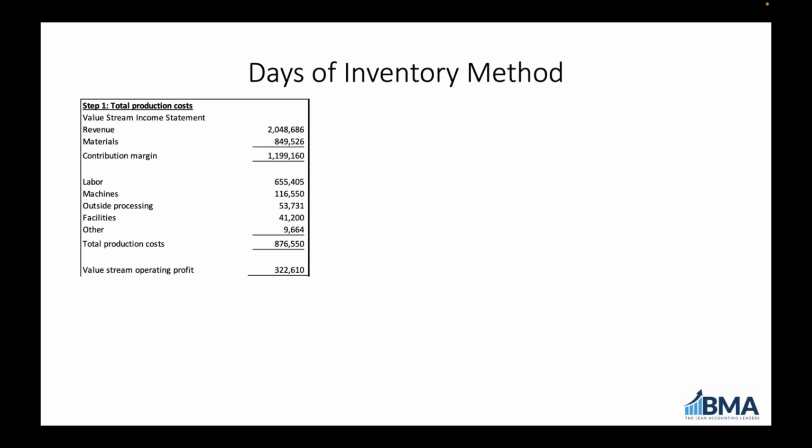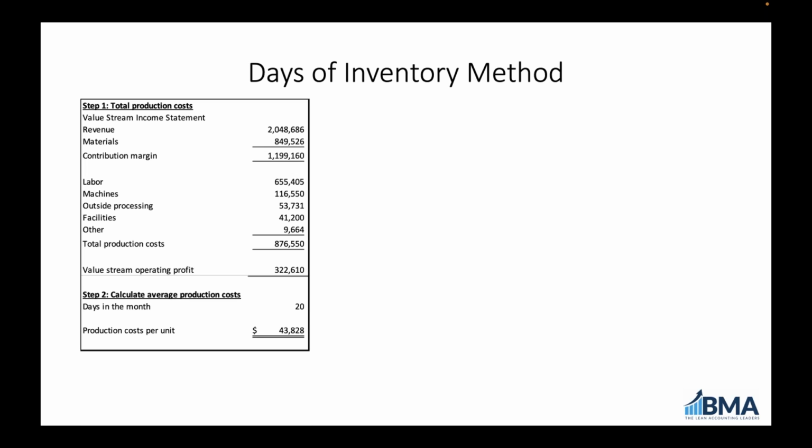Total production cost for the period, $876,550. You have 20 days in the month. So the production costs per day, never mind, that says per unit, that's a mistake. The production costs per day, $43,828.